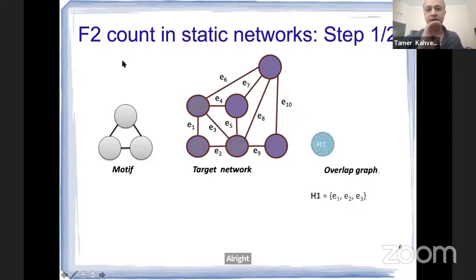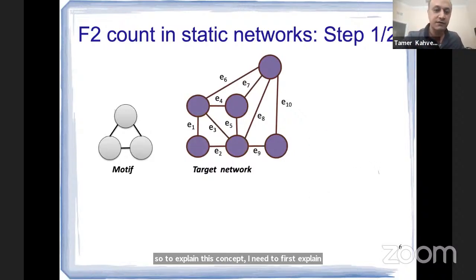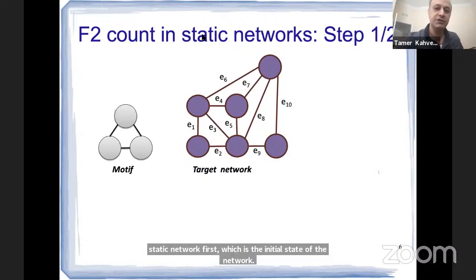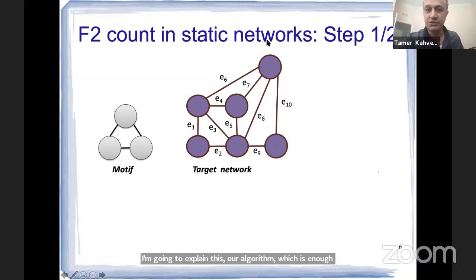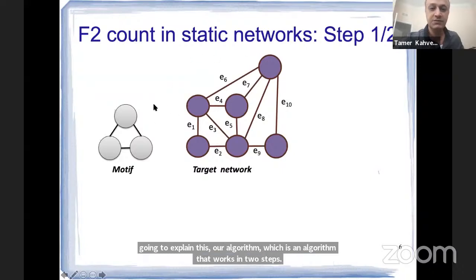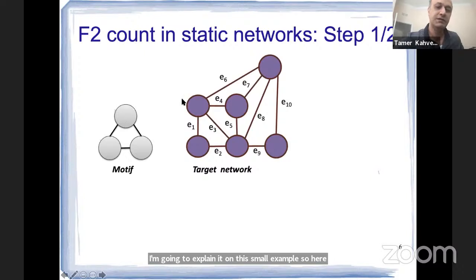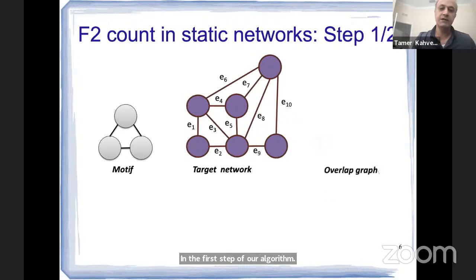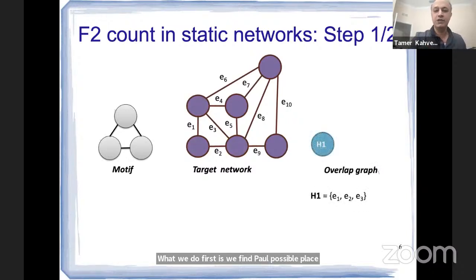So to explain this concept, I need to first explain how we calculate the motif count, the F2 measure, in a static network first, which is the initial state of the network. I'm going to explain our algorithm, which works in 2 steps. I'm going to explain it on this small example. So here we have a small hypothetical motif, and here we have a target network with 6 nodes and 10 edges. In the first step of our algorithm, we find all possible placements of the motif on the target network, regardless of their position, regardless of whether they overlap or not. I ignore all the constraints and I find them.